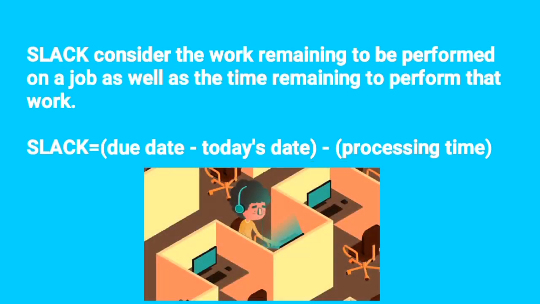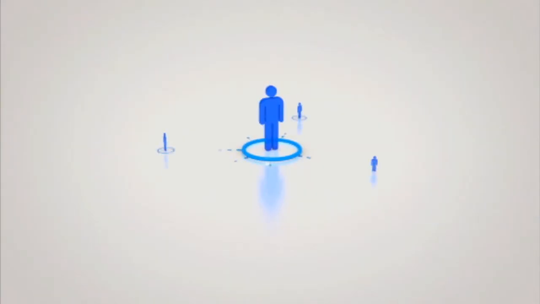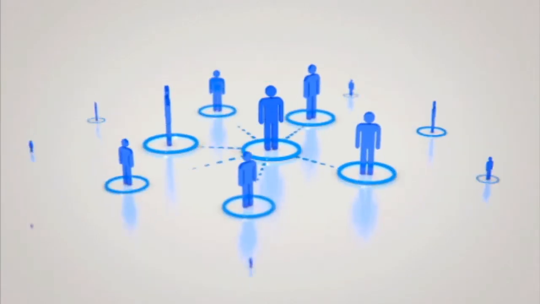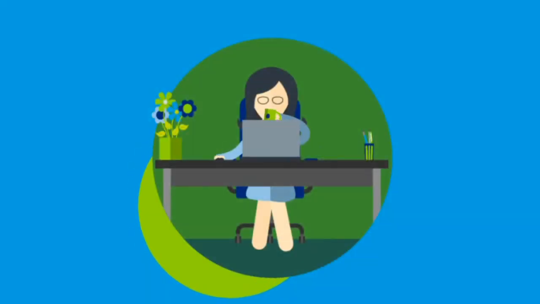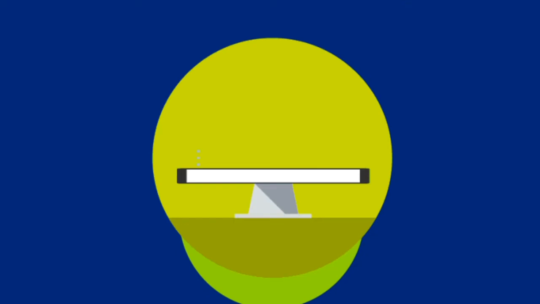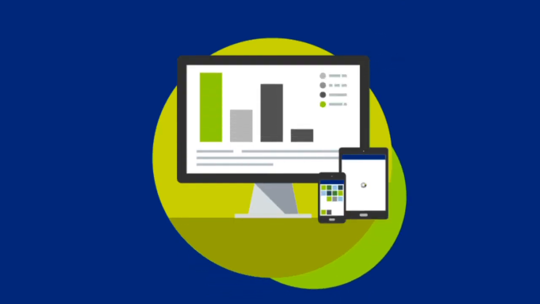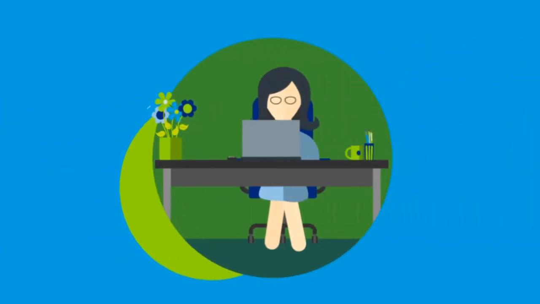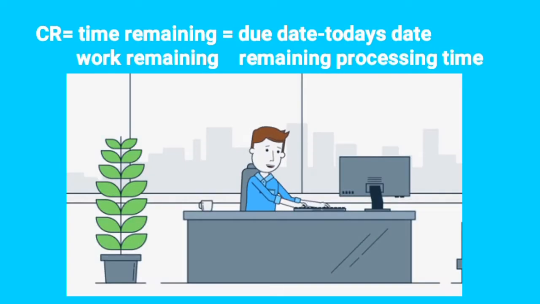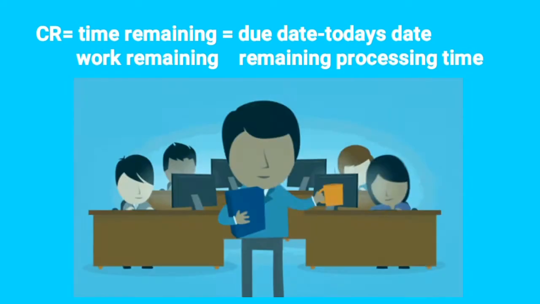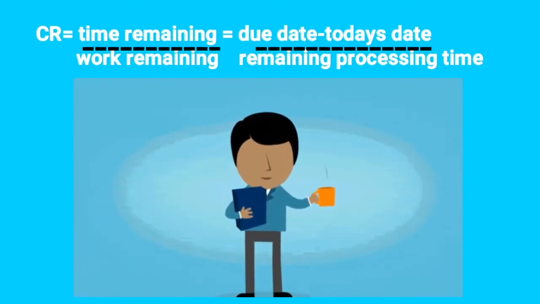Slack is equal to due date minus today's date minus processing time. The critical ratio uses the same information as slack, but recalculates the sequence as processing continues and arranges the information in ratio form. Mathematically, the critical ratio is calculated as follows: CR equals time remaining over work remaining, which equals due date minus today's date over remaining processing time.